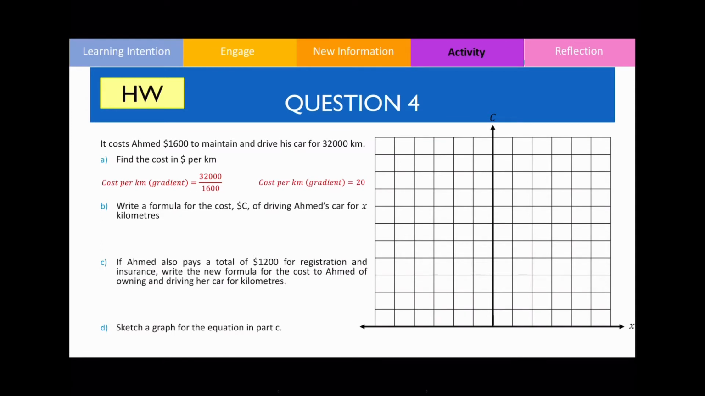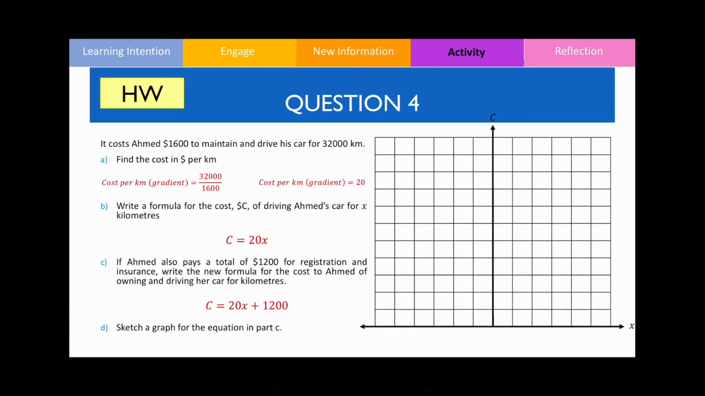Write a rule. So it's going to be C is equal to 20x, okay, where x is the amount of kilometers he drives. Now, for part C, it's a bit different, because now you have to include the fees that he paid at the beginning of the year when he bought his car. It's going to be $1,200 for registration and insurance. So your new equation would now look like this, taking those fees into consideration.